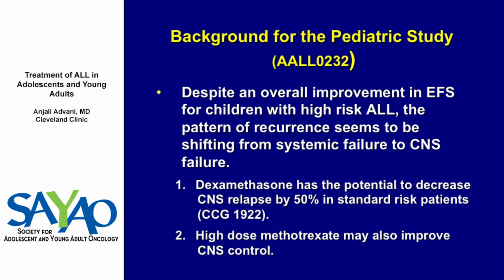For the CALGB trial, there actually were 4 arms. And this trial was really based on the fact that despite significant improvements in outcomes in pediatric ALL, there really has been a shift more from systemic failures to CNS failures. And so the COG trial really focused on 2 major questions. One was looking at dexamethasone versus prednisone, since dexamethasone has the potential to decrease CNS relapse by 50% in standard risk patients.